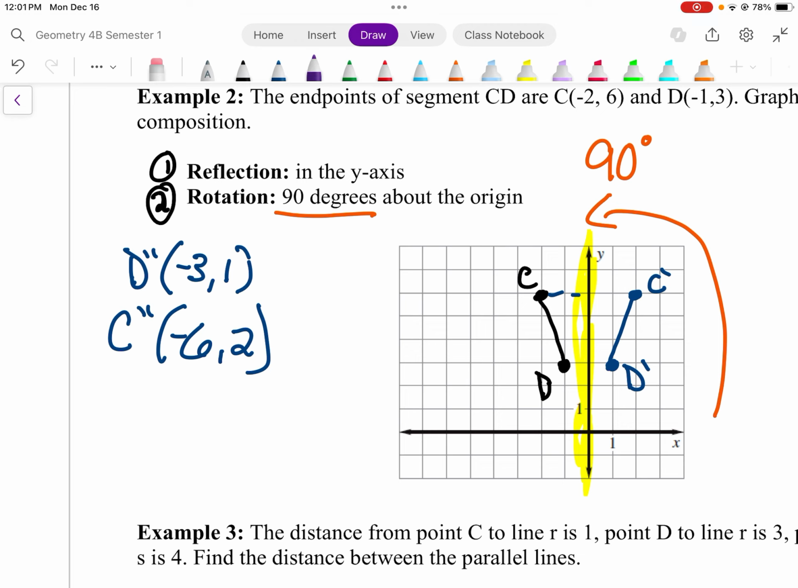So then we can go ahead and plot those points and label them. And remember, the size of our shape should never change unless we're doing a dilation. And we didn't do any dilations here. So all of these should be the same length, which they are. Oops, sorry, I labeled this one wrong. That's supposed to be AC.